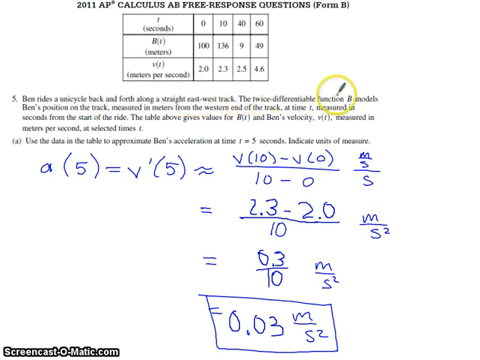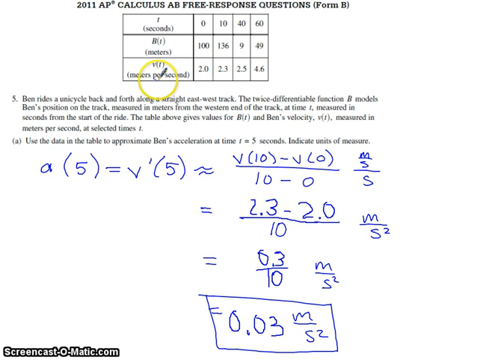They tell us that this person's position is modeled by the function B, and it's a twice differentiable function, and we have various values of B, and B is measured in meters from the west end of the track. So at t equals 0, the person was 100 meters from the west end of the track, t equals 10, 136 meters from the west end of the track, and so on.